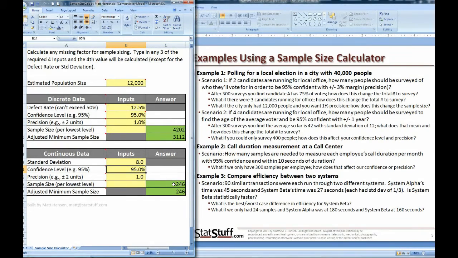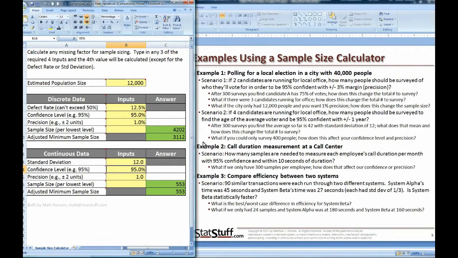But let's say actually we were surveying a lot more people and we got 300 surveys, and we found that based off of some other data we collected, the average age for people was 42 from a prior analysis, but the standard deviation was 12. Well, we'd have to plug in here 12.